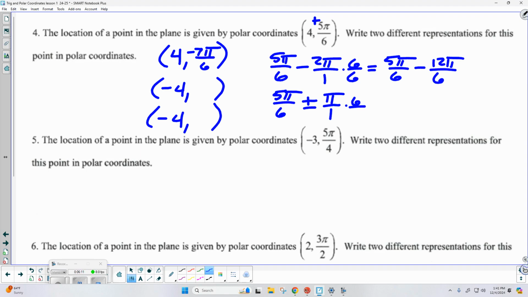So I'm going to go ahead and multiply by 6 over 6. So I got 5 pi over 6 plus and minus 6 pi over 6. Okay, so let's do the sum first. 5 pi plus 6 pi, so 11 pi over 6. And the difference, 5 pi minus 6 pi, negative pi over 6. There we go. So I got 3 points. They're in the same location as the original one.